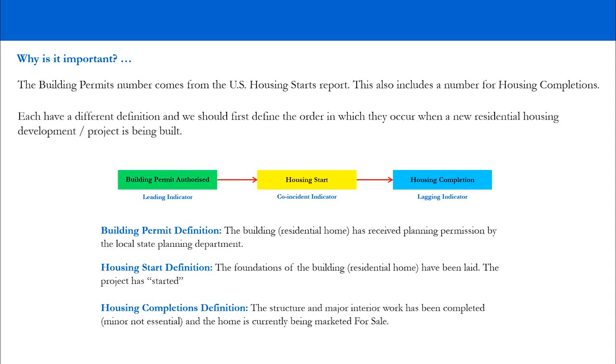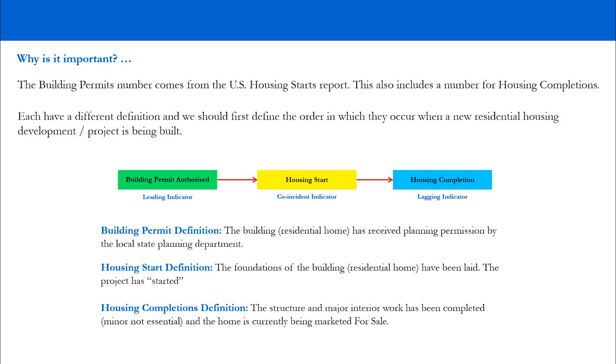And the way this works is that the building permit application is a leading indicator in itself. The housing start is a coincident indicator because it tells us what's happening in the economy at this moment in time. And the housing completion is a lagging indicator because it tells us that the house has now been built and is being marketed for sale, and the project is essentially finished. So you can see how the flow works.